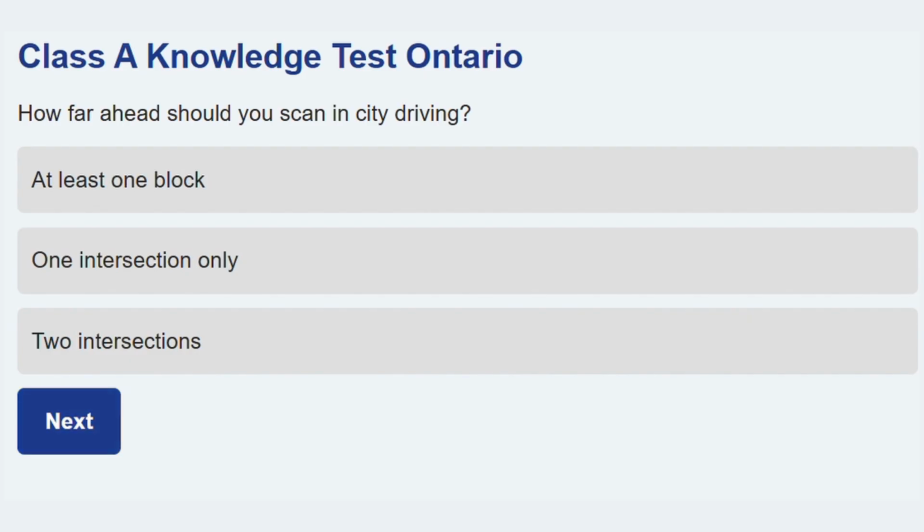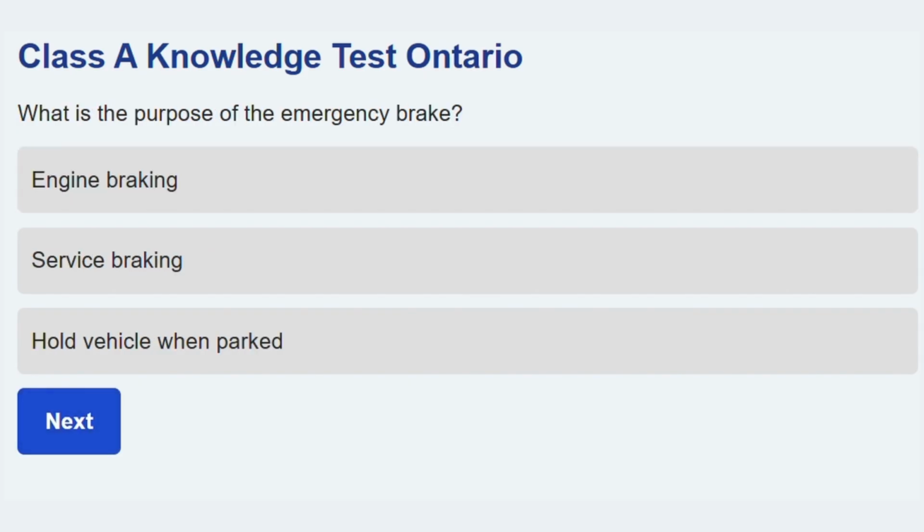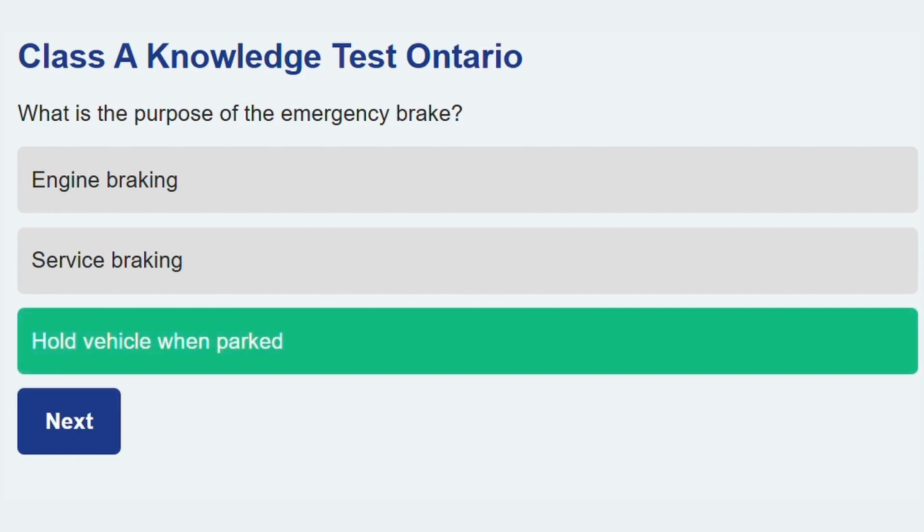Next question. How far ahead should you scan in city driving? At least one block. Early detection of hazards and signals. Moving on. What is the purpose of the emergency brake? Hold vehicle when parked. Acts as backup if service brakes fail.